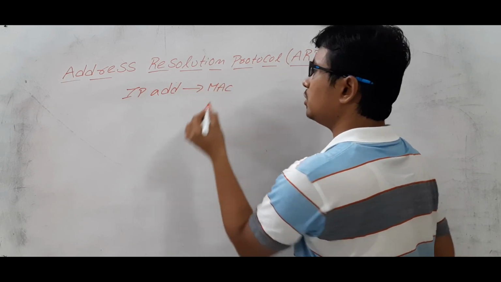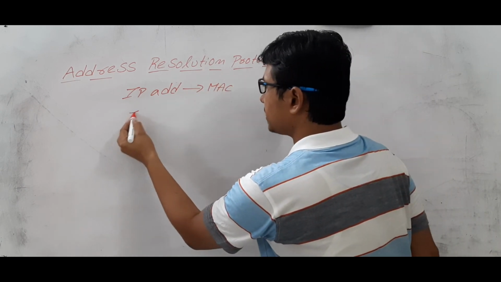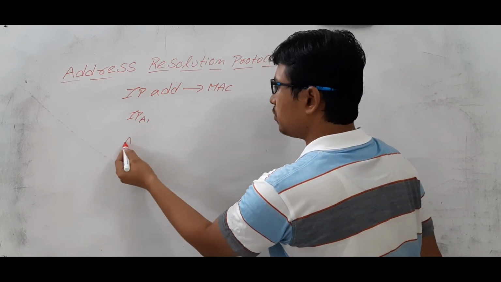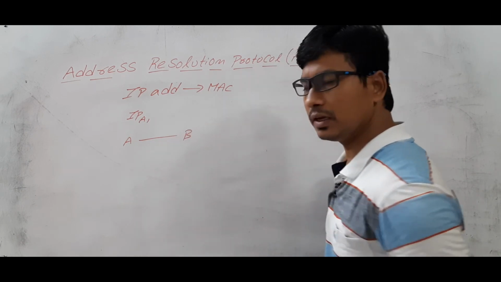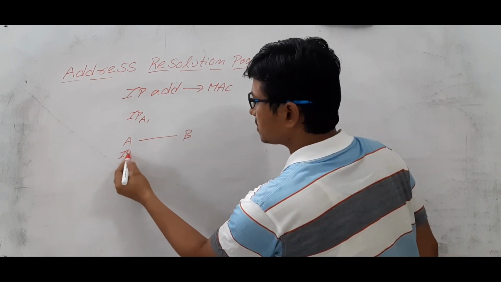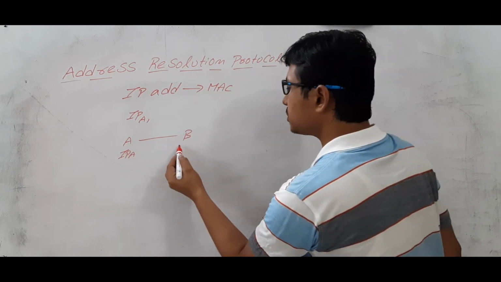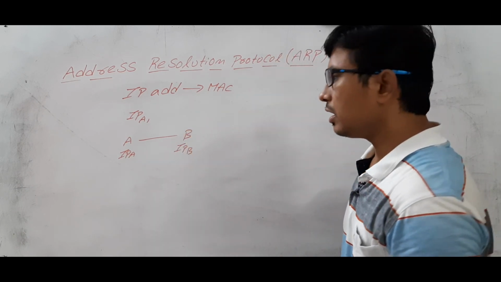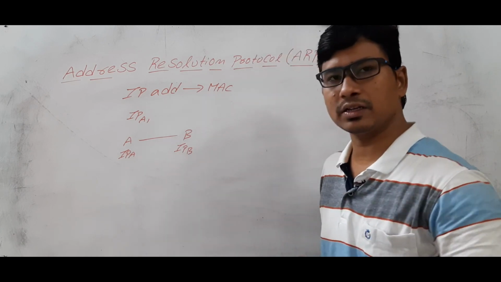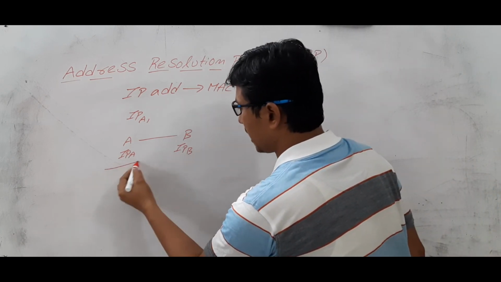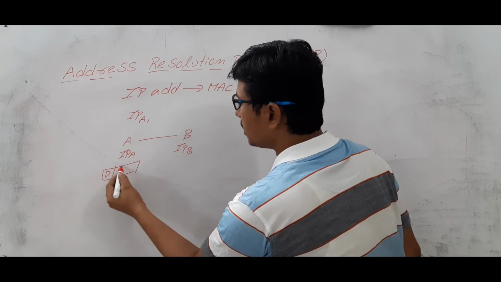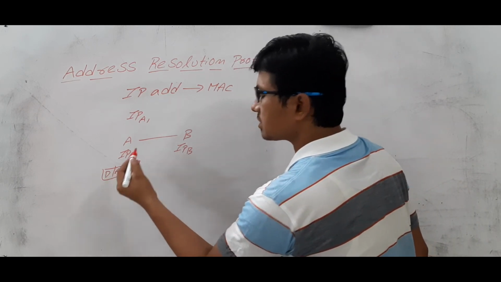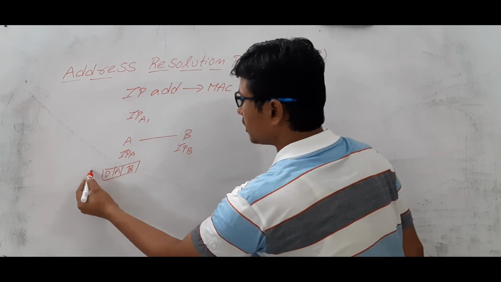Is it clear? You know your IP address. Let's take that A wants to send a packet to B. A knows its own IP address, and A even knows the destination IP address. Now, if you know the destination IP address, you can keep a packet with data and the source IP address as A's IP address and the destination IP address as B's address. That the network layer will do.